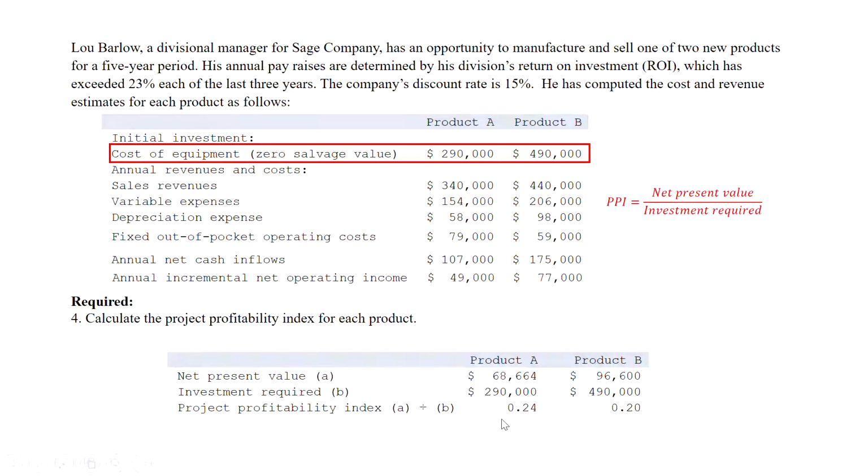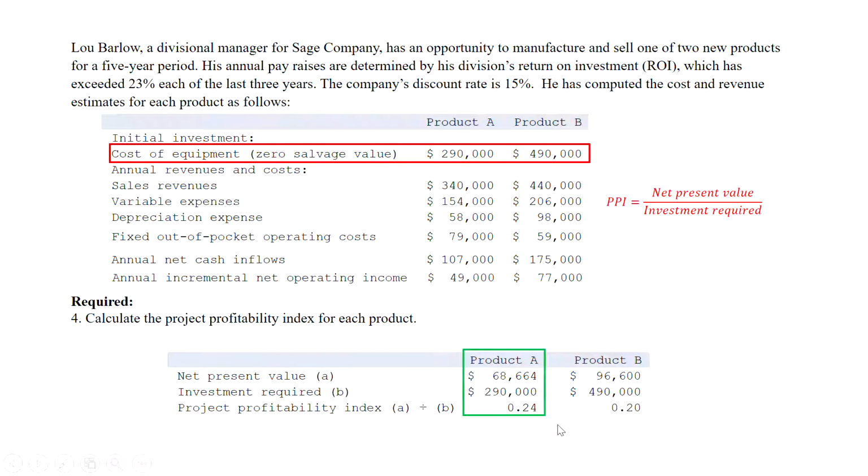So for A in part 2, we already calculated that the net present value is 68,664. The investment required here from a table above is 290,000. It gives me a PPI, or Project Profitability Index, of 0.24. Pause the video, make sure you can calculate B, it's 0.2. Who's better in this situation? It is going to be A. Higher is better here relative.